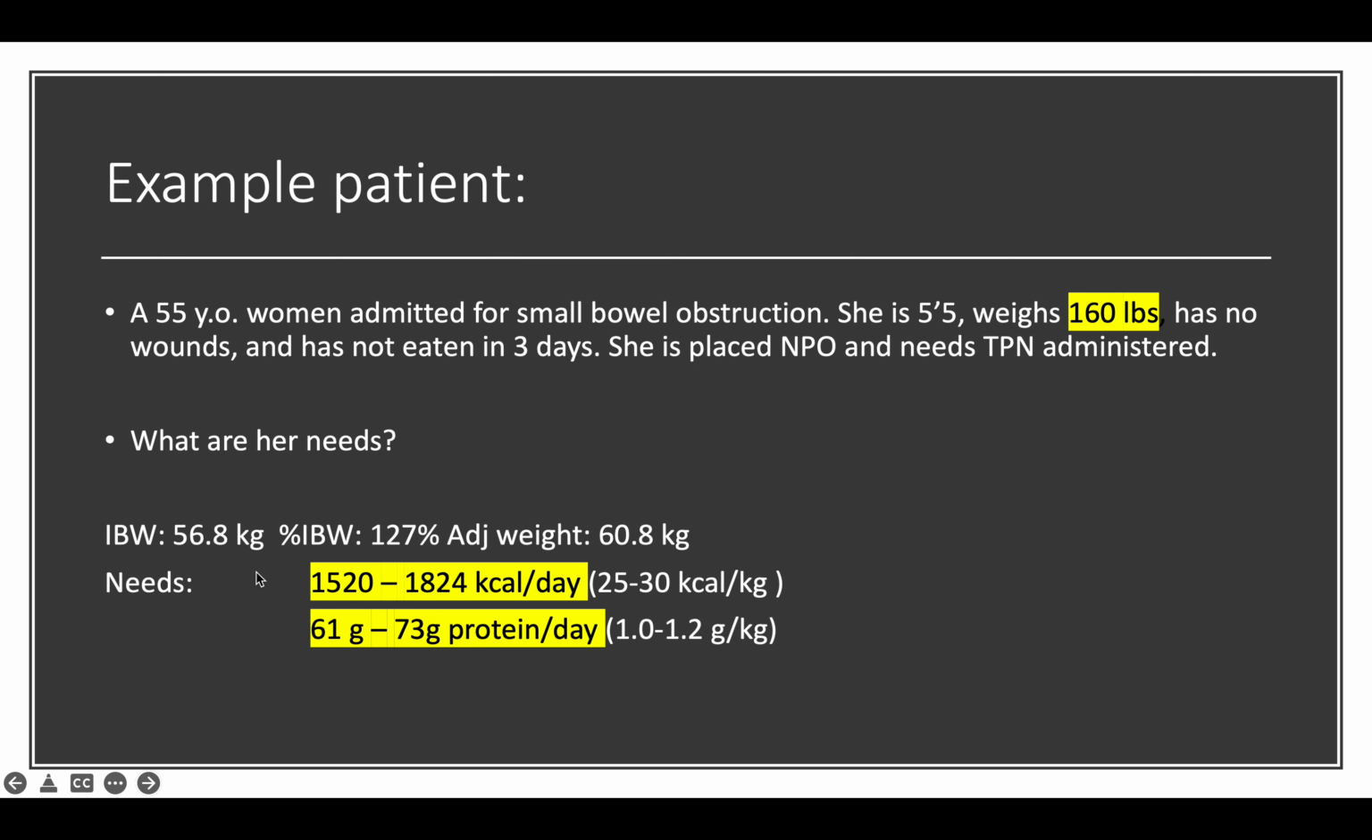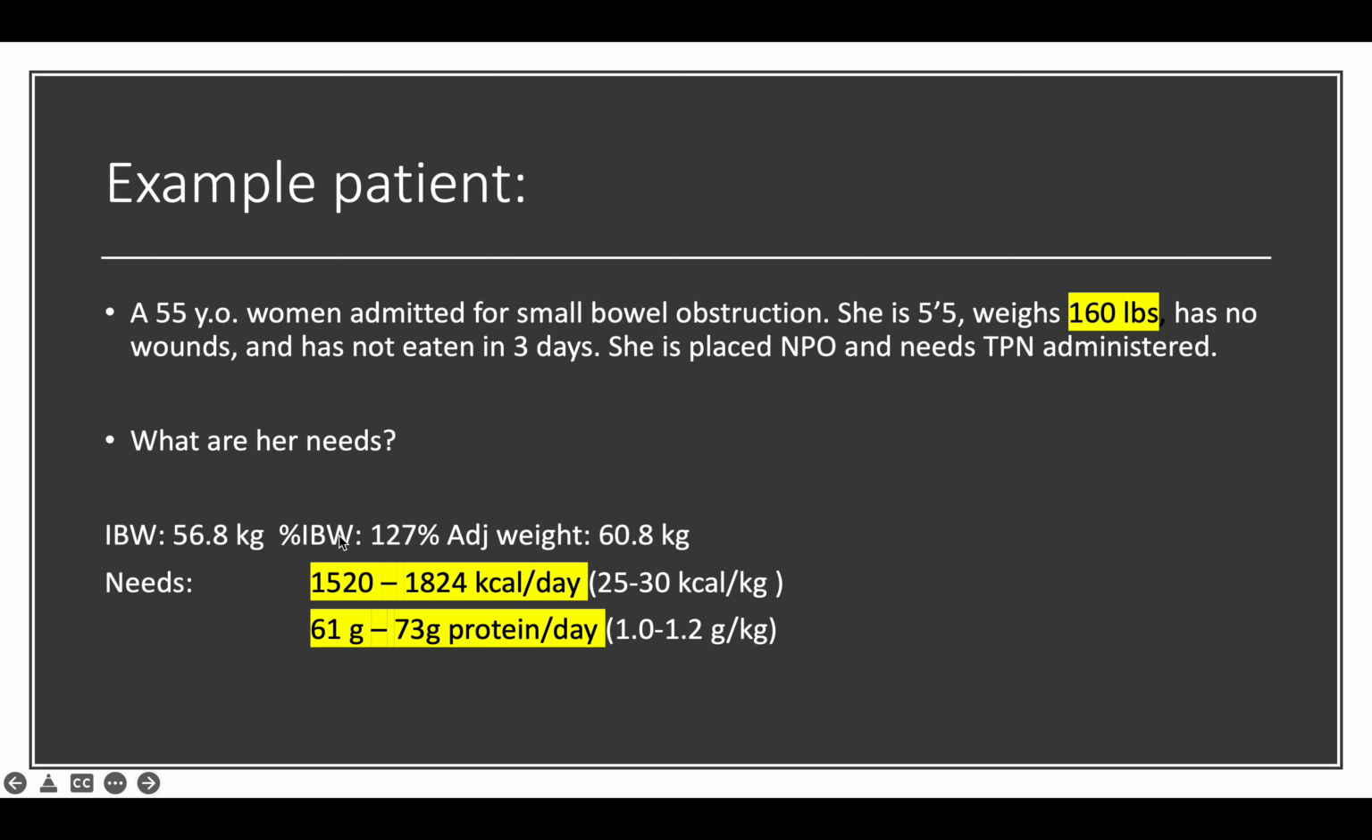So her ideal body weight, and I've converted it to kilograms. So her ideal body weight is 125 pounds because for the first 60 inches, first 5 feet, it's 100 pounds. And then for every inch above that, you do 5. And so 5 inches times 5 is 25. So her ideal body weight is 125. And she weighs 160, so she's above her ideal body weight. And so ideal body weight is 56.8 kilograms.